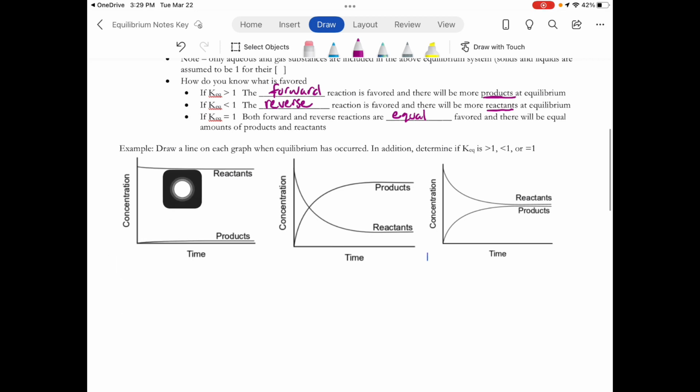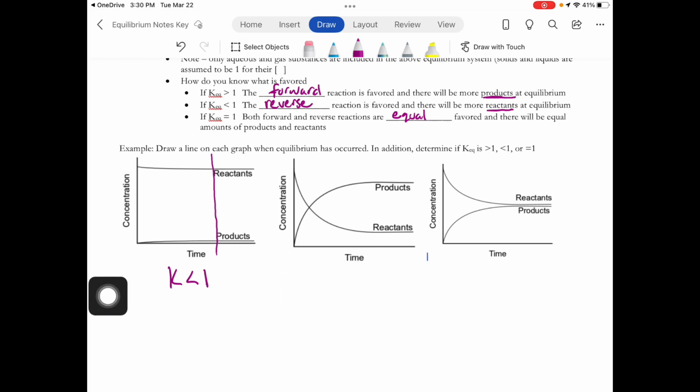Okay, we are going to draw a line on each graph when equilibrium has occurred. In addition, determine if KEQ is more than 1, less than 1, or equal to 1. So when the slope becomes 0 for each, that's when equilibrium has occurred. This one's a little bit hard to tell, but I'm going to say about here. If yours was a little bit off of mine, that's fine. We have way more reactants because it's higher up on the graph than products. So since there's more reactants, your KEQ will be less than 1.